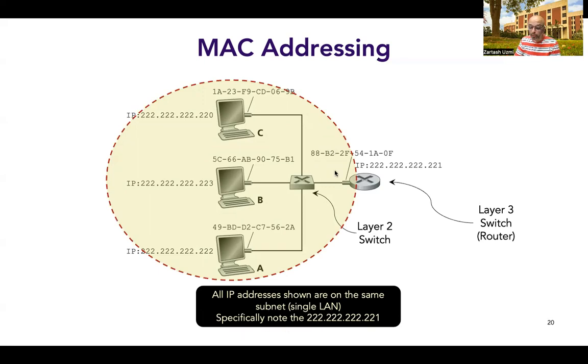Specifically note this IP address which belongs to the left side interface of the router, 222.222.222.221, which is part of the same subnet. Obviously, this router will have other interfaces, and those interfaces will have different IP addresses which will not be part of the same subnet.